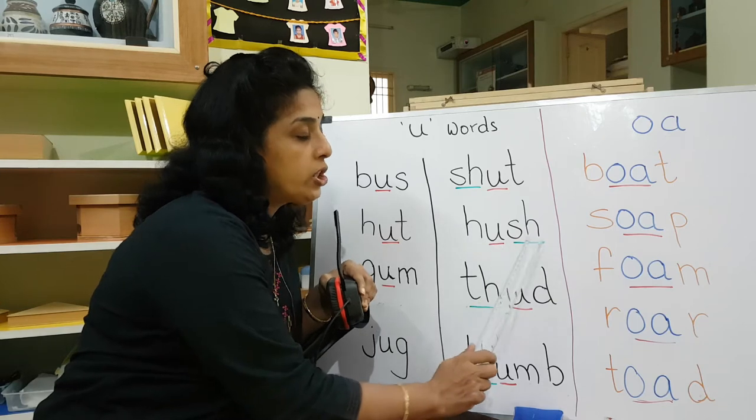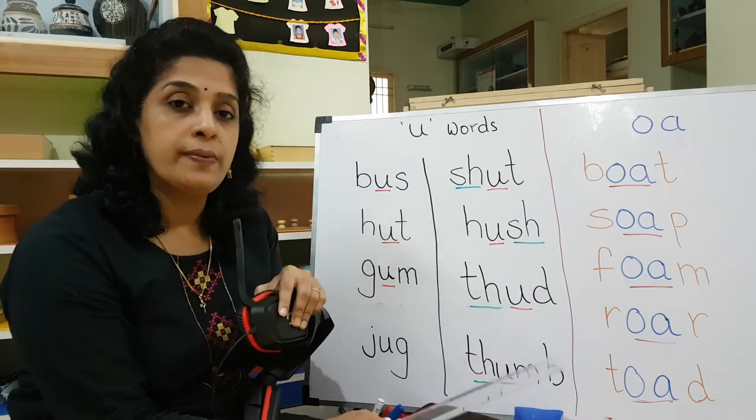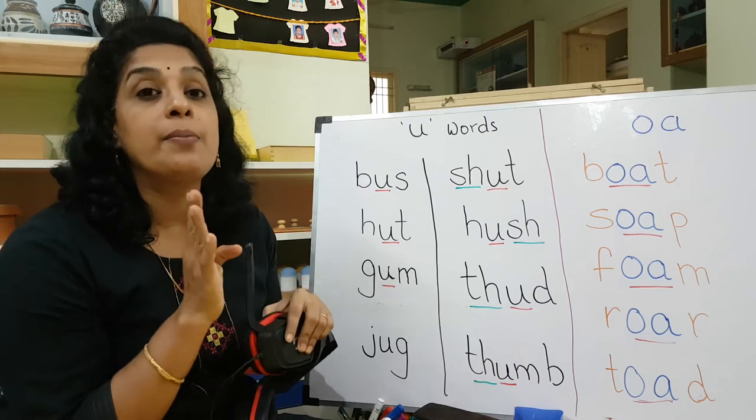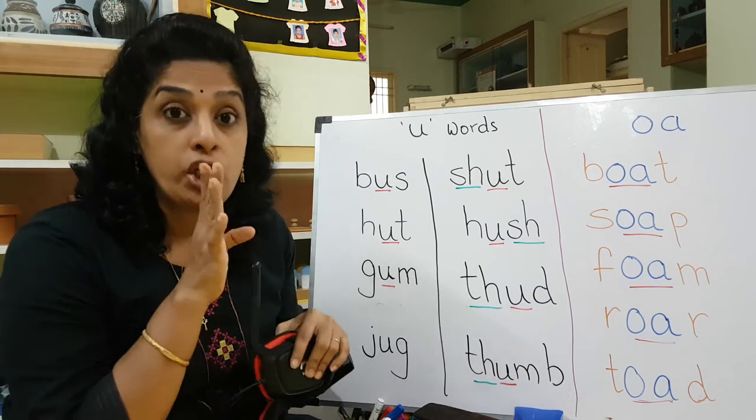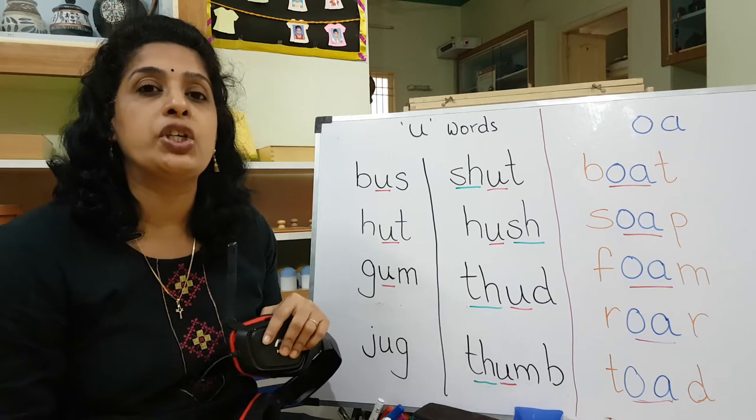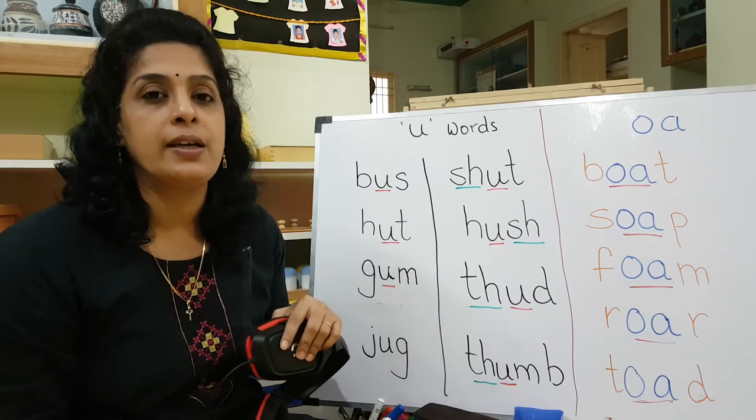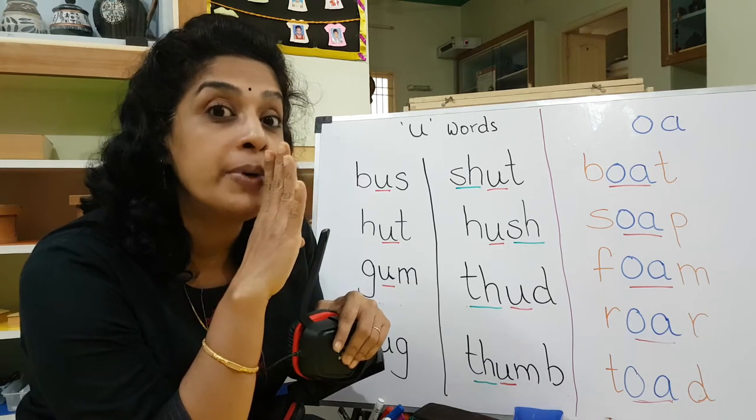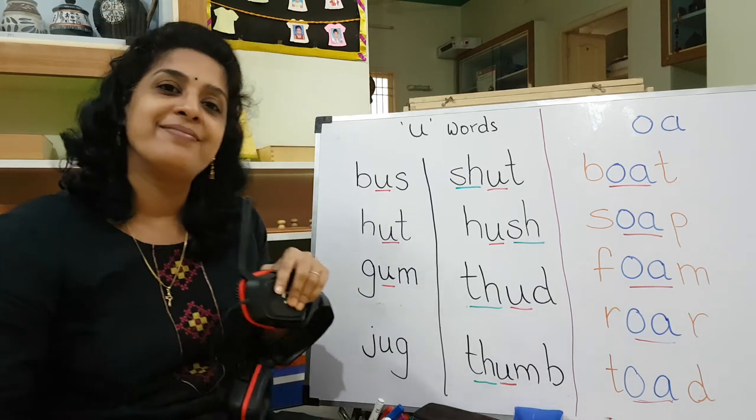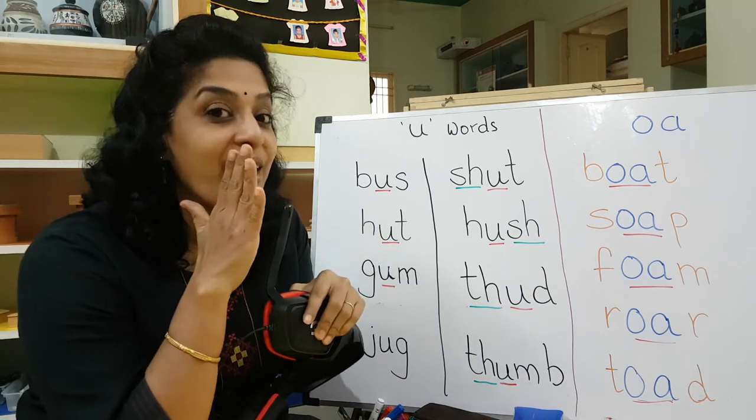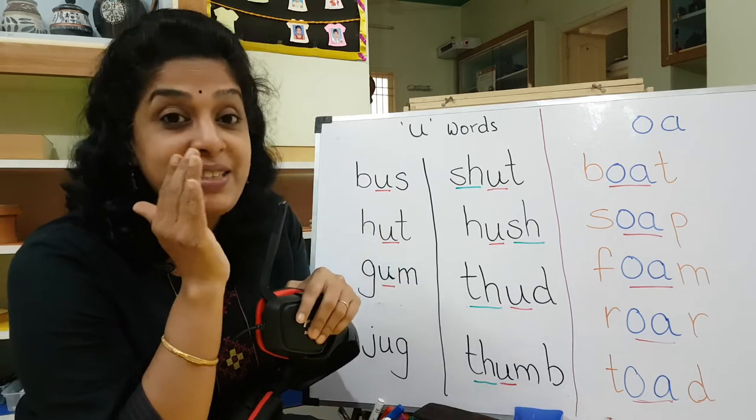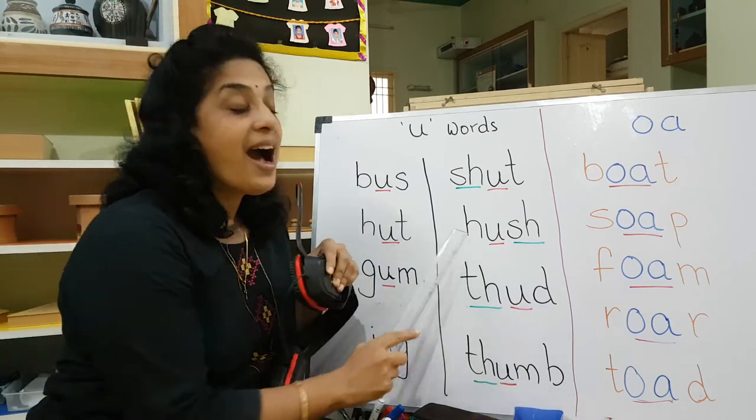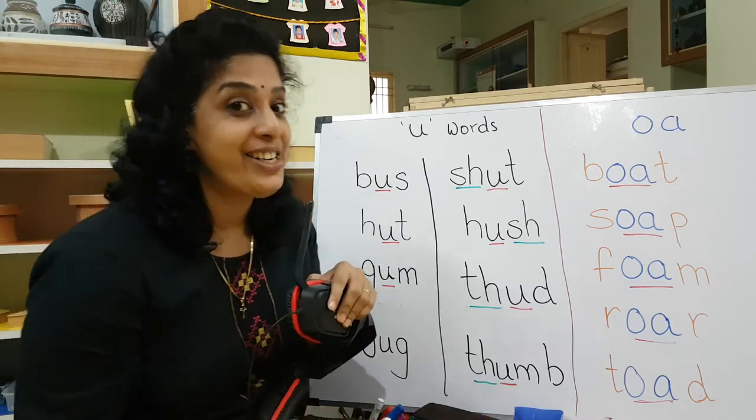H, u, sh, hush. Hush is a word when you want to say to somebody to be silent. Shh, you say, no, that is called hush. Or when you want to say a secret, you will say, hush. You know what? I have got a burger in my snack box. Hush, I've got candies in my snack box. Correct? You don't want to tell the teacher. So you say, hush, silent, hush.